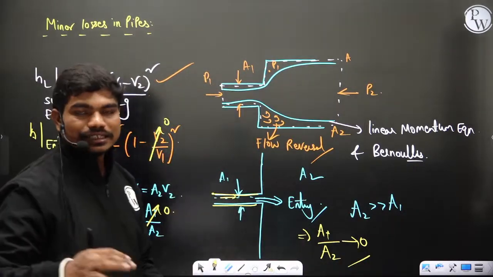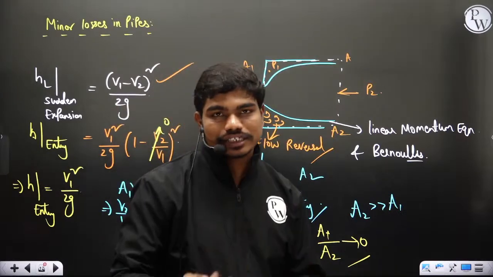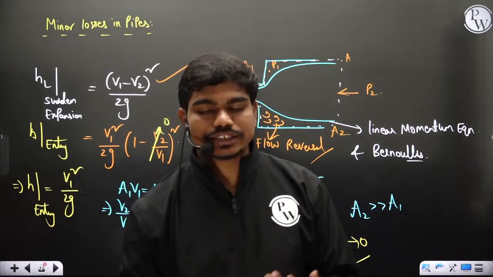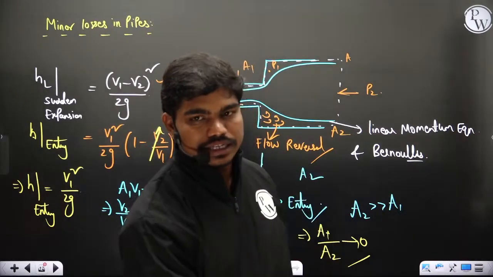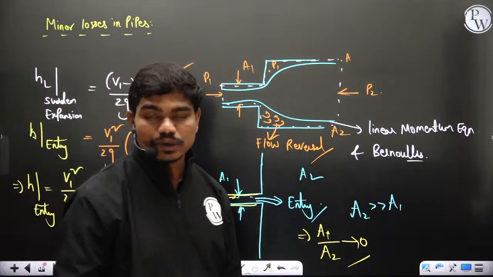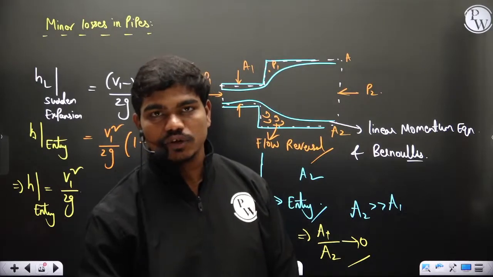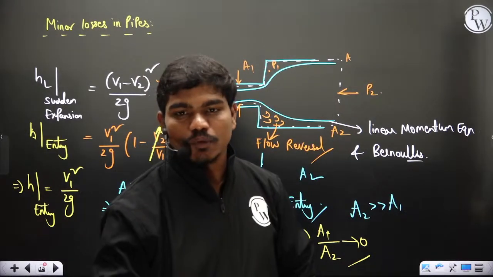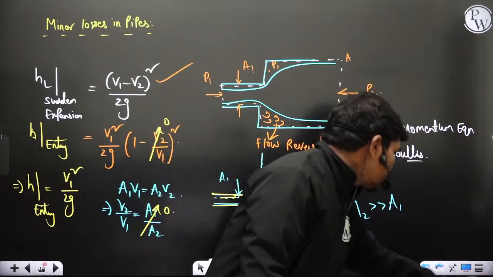Similarly for exit loss and also contraction losses, sudden contraction, you have formulas such as 0.5 V2 square by 2g, and (1 by Cc minus 1) whole square V2 square by 2g. You might have seen these things, right? This (1 by Cc, coefficient of contraction, minus 1) whole square is like 0.5. We'll see all this stuff. Fine, so with that, we'll quickly jump into RTT.